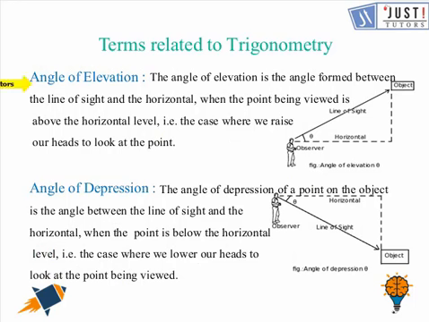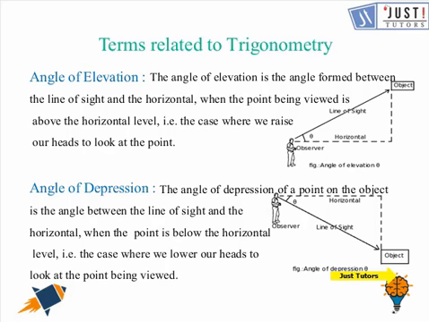The first angle is angle of elevation. The angle of elevation is the angle formed between the line of sight and the horizontal when the point is being viewed above the horizontal level. As you can see in the picture, this is the horizontal level and the point is above it. Hence, this angle which is formed would be known as the angle of elevation, where we raise our head to look at the object. On the other hand, angle of depression is an angle which is formed when the object is placed below the horizontal. In this case, we lower our head to look at the object.